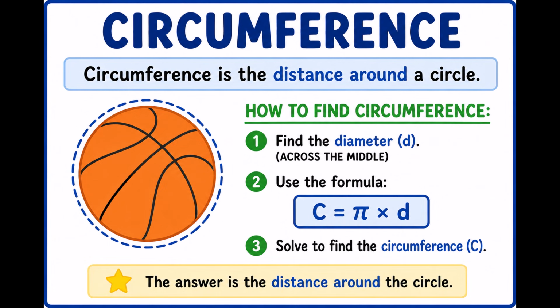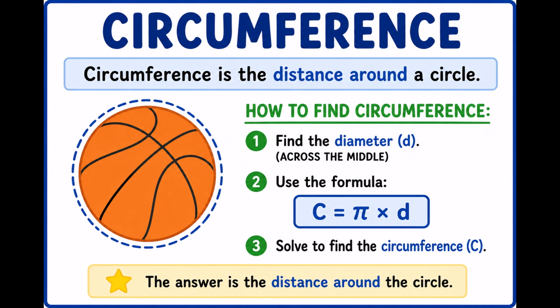Circumference. Again, circumference is the distance around a circle. And this is how we find it. First, we must find the diameter. D stands for diameter. The diameter is across the middle, from one side to another.